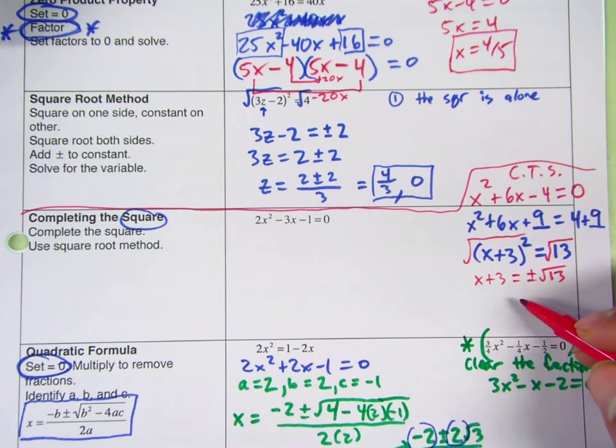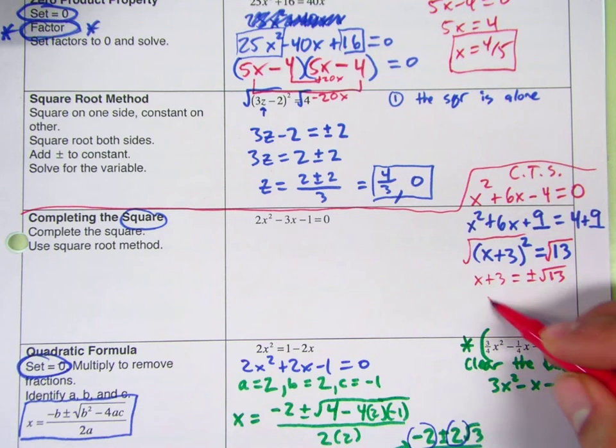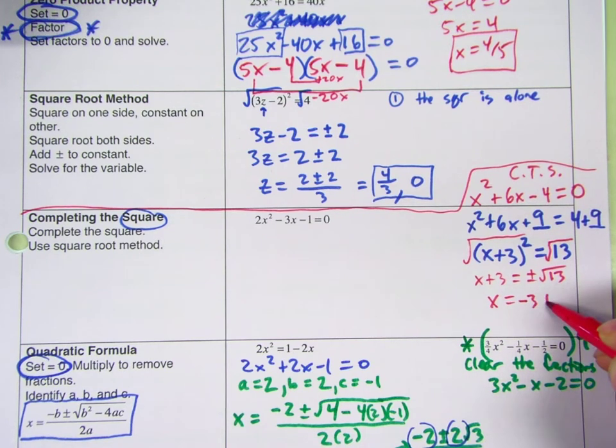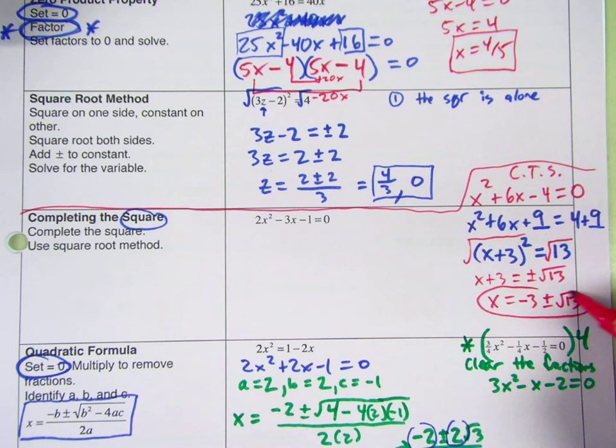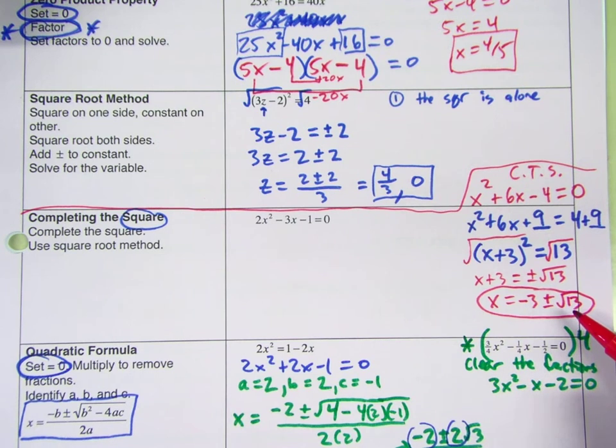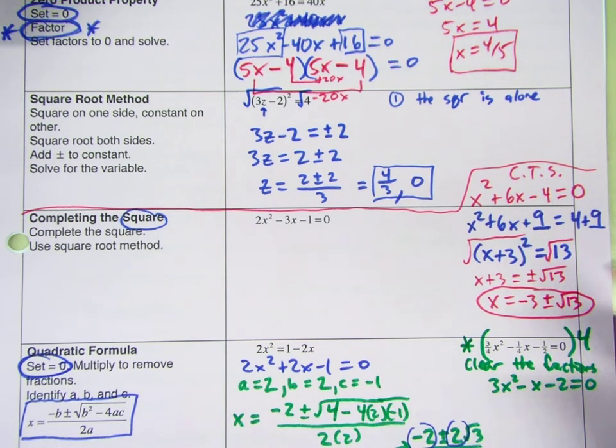What's the final step here to get x alone? Subtract 3. So it'd be negative 3 plus or minus the square root of 13. These would be the two answers. Okay? That's completing the square. How many of you have not seen that before? Okay. Majority. That's kind of what I thought.